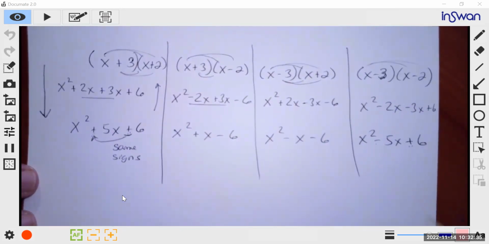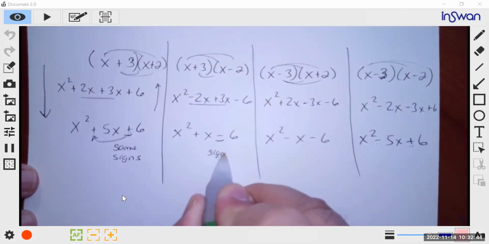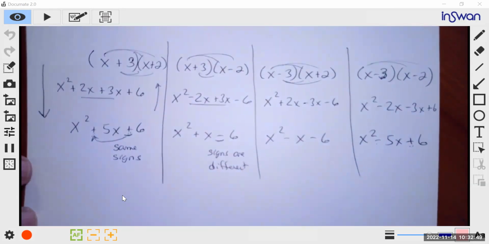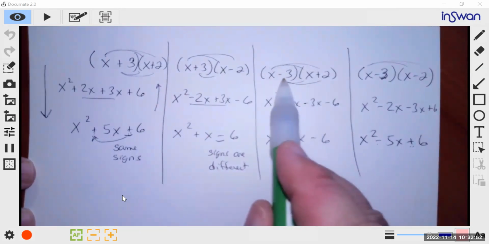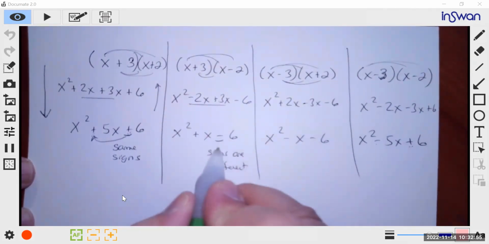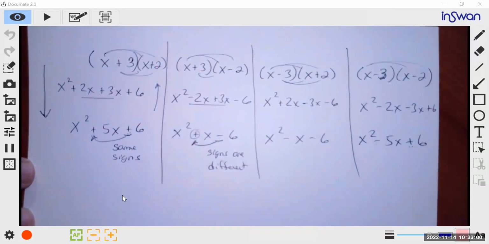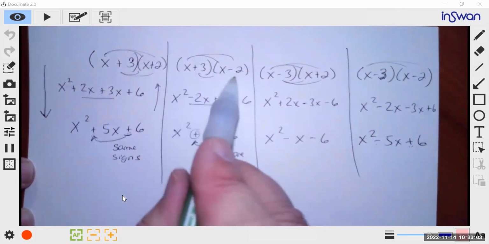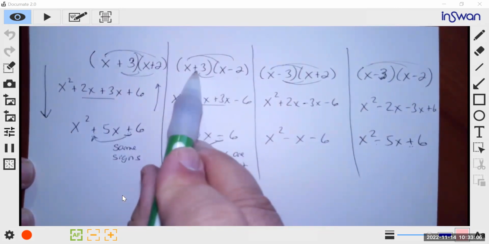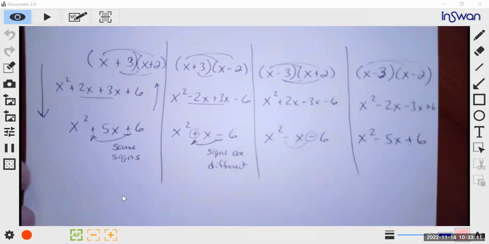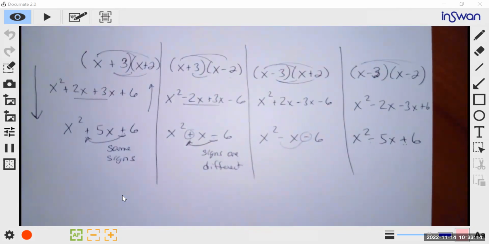The second thing: if the second sign is a minus, that means the signs are different. One's plus, one's minus. But since the signs are different, the bigger number gets the first sign. Since the signs are different, the bigger number of the answer gets the plus. Or the bigger number gets the minus. So that's going to help us break down our numbers when we start factoring these things.